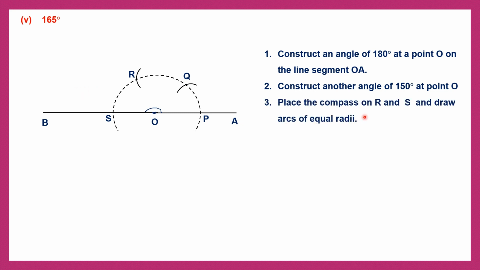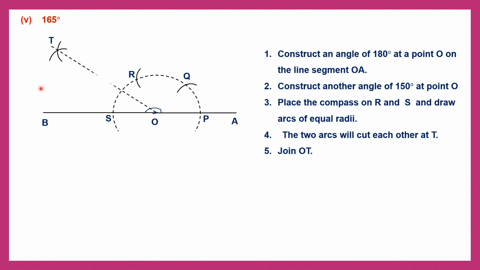First step, place the compass on R and S and draw arcs of equal radii. So take R, take S, draw two arcs. So one arc from R, another arc from S. Now the two arcs will cut at a point T. So at that point T they have cut. Now join OT, join O and T.